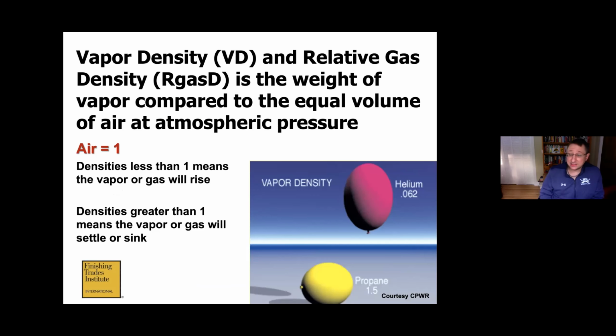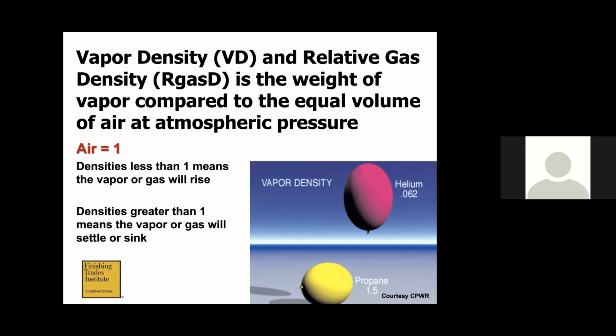Vapor density, this is another thing that is very important for worker health and safety, and also relative gas density. It's the weight of vapor compared to the equal volume of air at atmospheric pressure. And again, we're going to use 1, right, for air. So if a density is less than 1, it means that it's going to rise. If it's greater than 1, it means it's going to sink. Now, why do you think vapor density would be so important to understand about chemicals concerning worker health and safety? To know where it's at as opposed to your position.